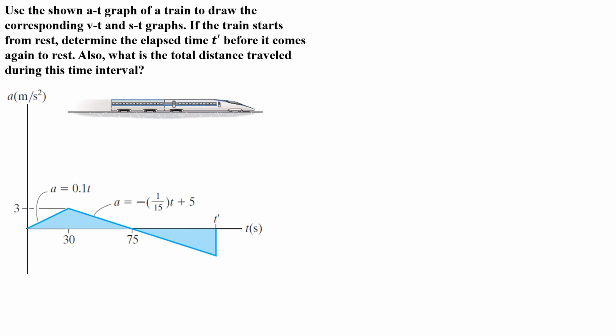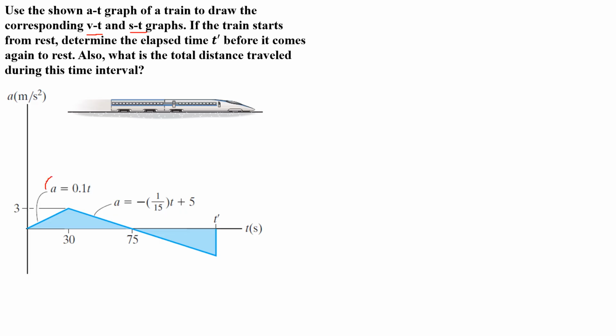Here is another question on erratic motion. We have the AT graph of a train and we want to draw the VT and ST graphs. Also, the question says if the train starts from 0, determine the elapsed time t prime, so this time here, before it comes again to rest. So at this time, the train stops. Finally, find the total distance traveled during this time interval. So what was the total distance traveled during this time interval?